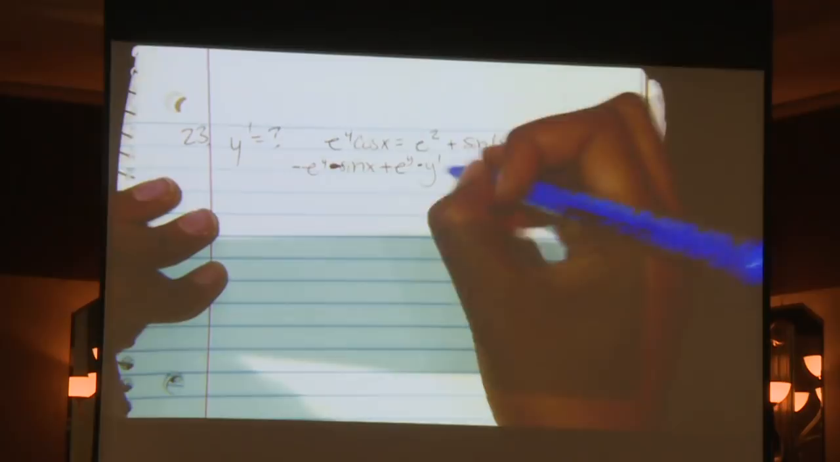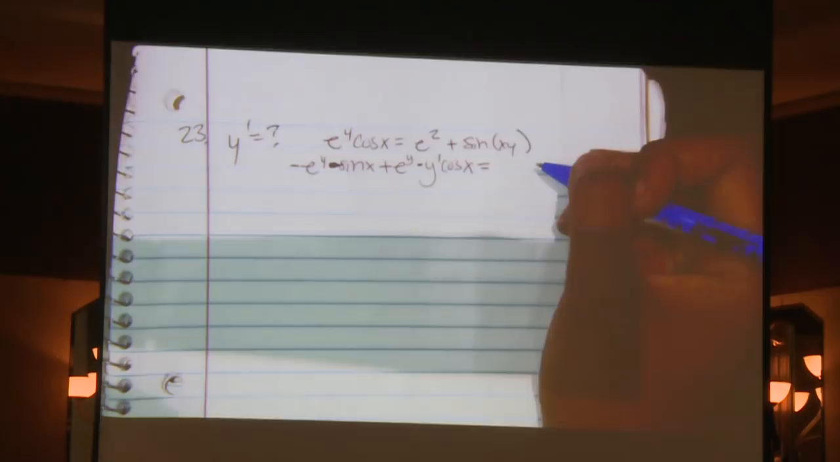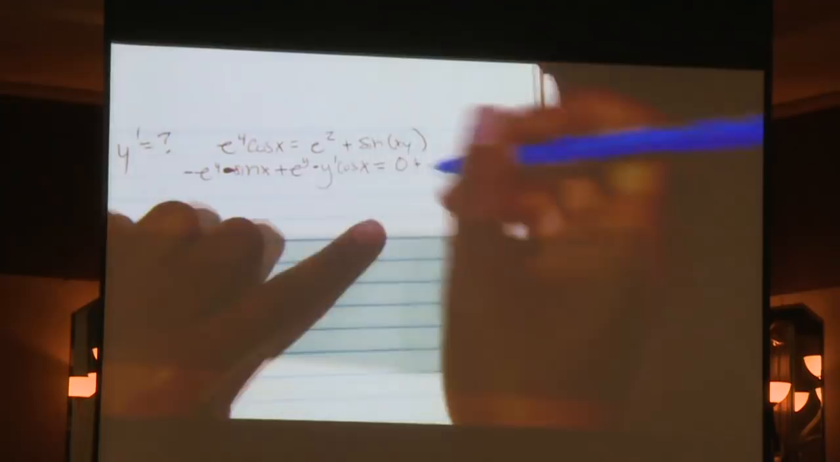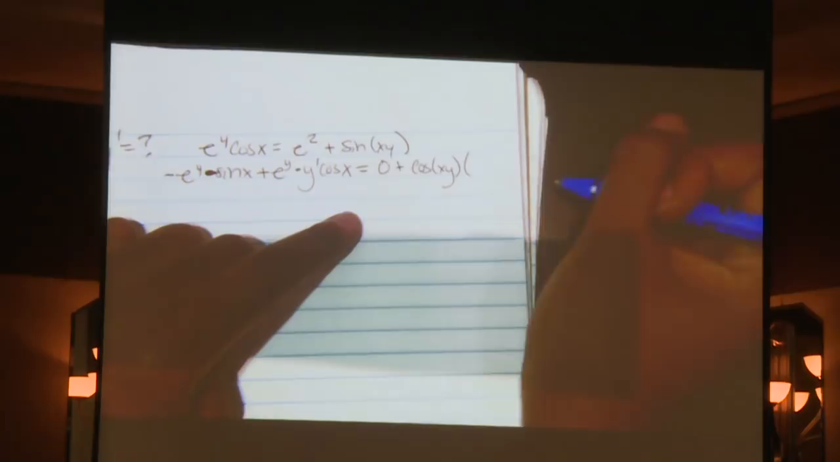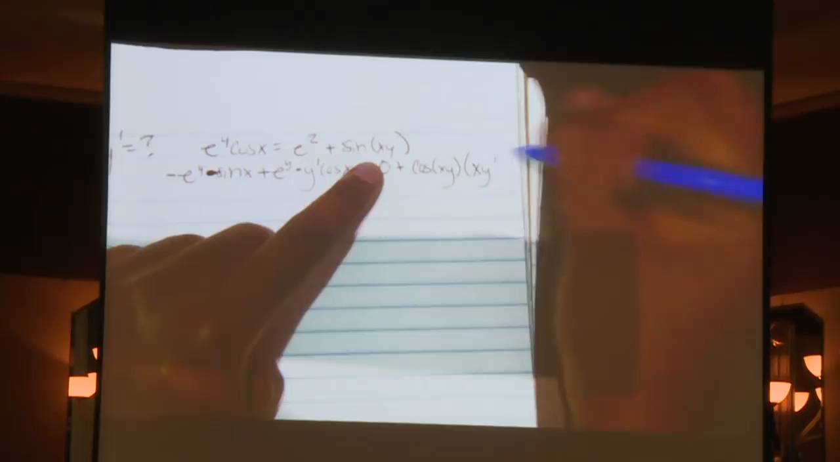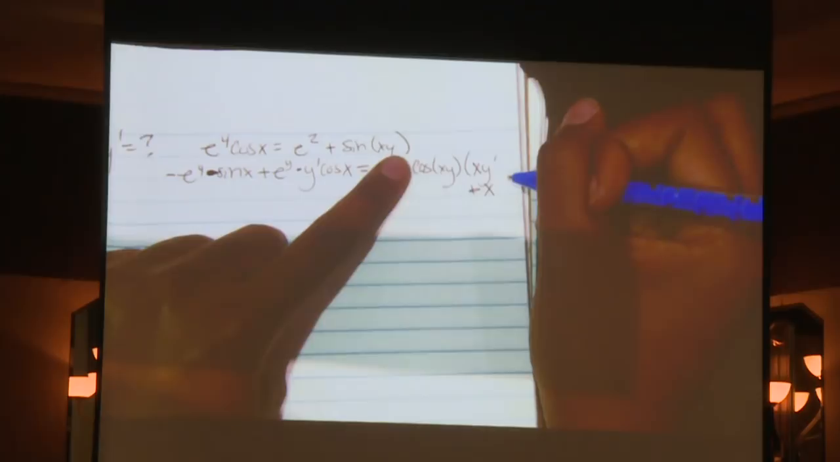Questions? All right, so this is a constant, so the derivative of that is 0, plus the derivative of this, which is cosine, times the inside. Oh, that's going to be wrong. So times first, so x y prime plus first on the second. I'm sorry, plus y.